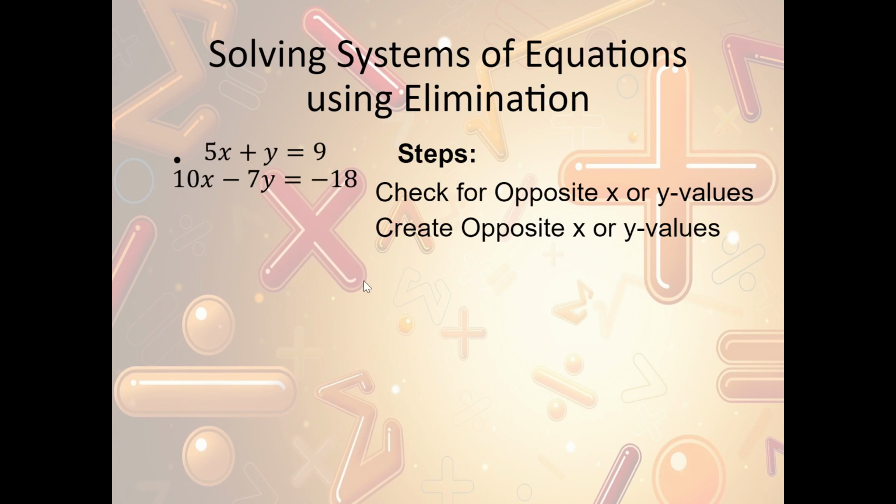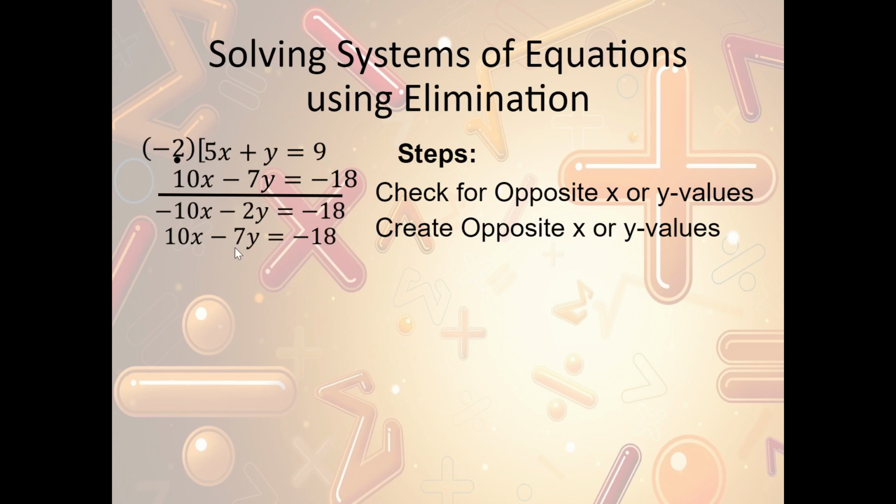I usually want to multiply by the smaller number because it keeps everything a little easier to manage. But it doesn't matter either way. This time I'm going to multiply by negative 2. So I get negative 2 times 5x is negative 10x. Negative 2 times y is negative 2y. And negative 2 times 9 is negative 18. So now I have negative 10x minus 2y is equal to negative 18. And the bottom one just drops down.